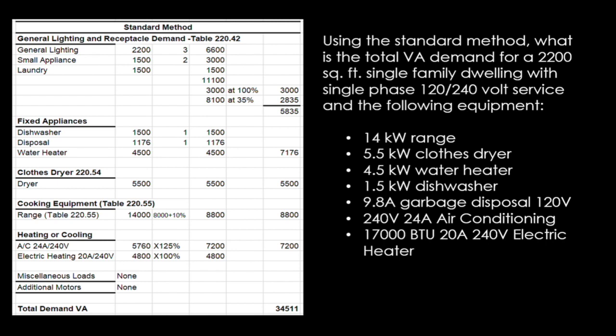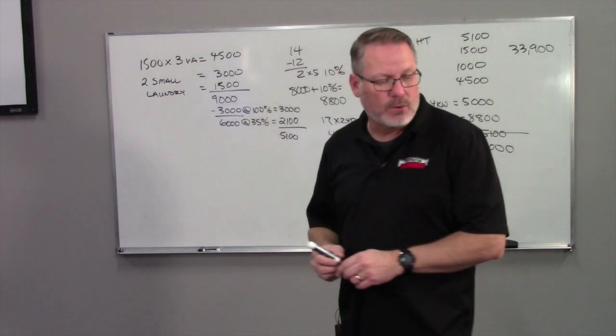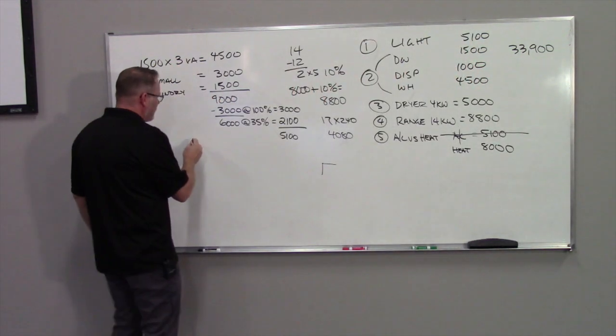So we take our 5,835 plus our 7,176 plus our 5,500 plus 8,800 plus 7,200, and that gives us a total of 34,511. Now, I want to show you something real quick while we're here. So that's my 34,511, I believe was that number.